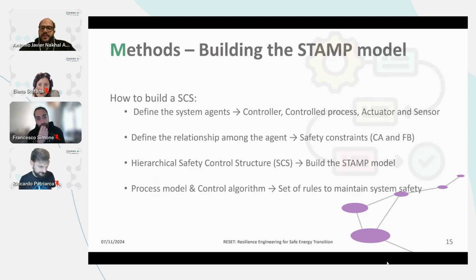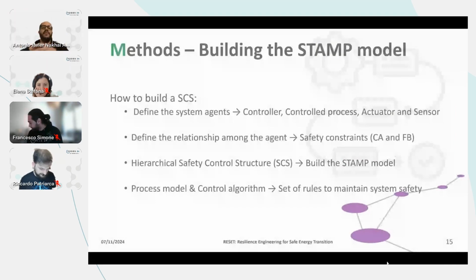Now, how do we build this safety control structure? We need to define the system agents. The controller is the main actor that controls or operates the process. The controlled process is the physical process, which receives the tasks or control actions to operate or maintain the steady state of the process. Then we have the actuator, which acts on the controlled process, and the sensor, which receives the information or feedback to send to the controller.